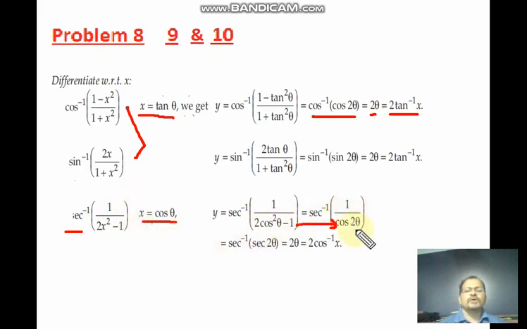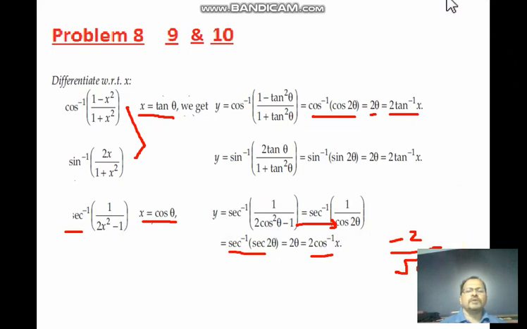1 upon cos 2 theta is sec 2 theta. Sec inverse sec cancel each other. 2 theta means 2 cos inverse x, and its derivative is minus 2 times the derivative of cos inverse x, which is minus 1 upon under root 1 minus x square. So the derivative of this sec inverse of 1 upon (2x square minus 1) is minus 2 upon under root 1 minus x square.